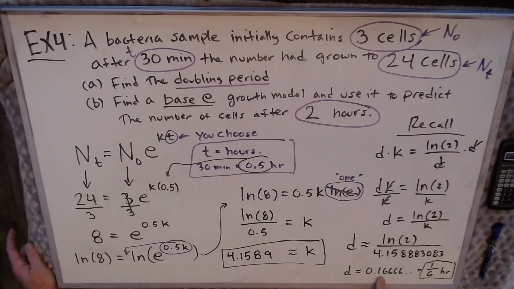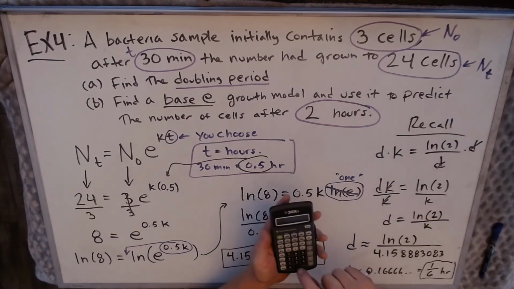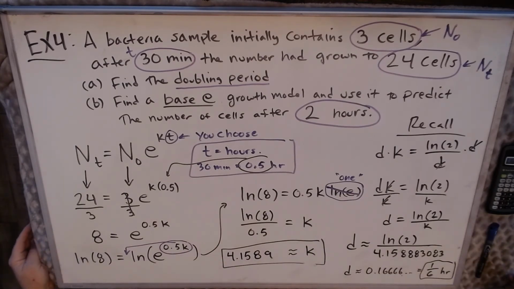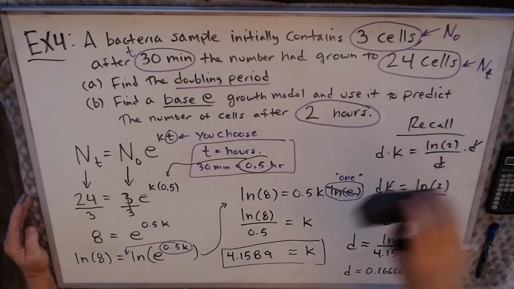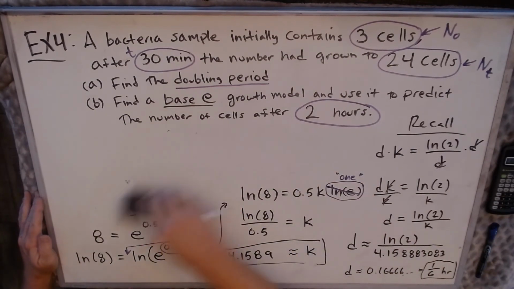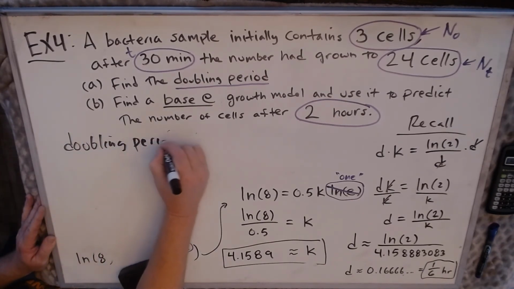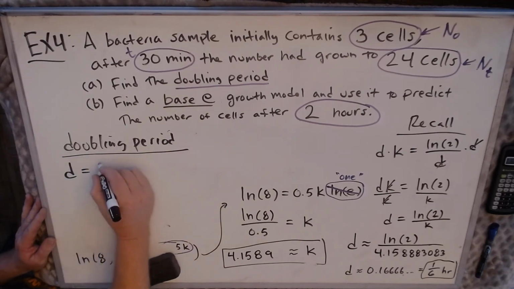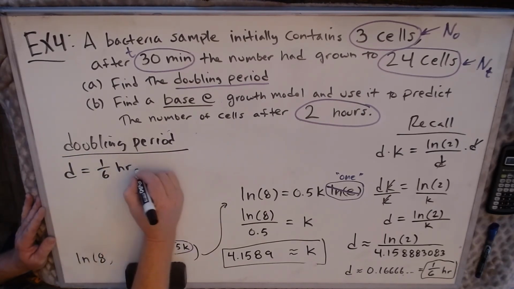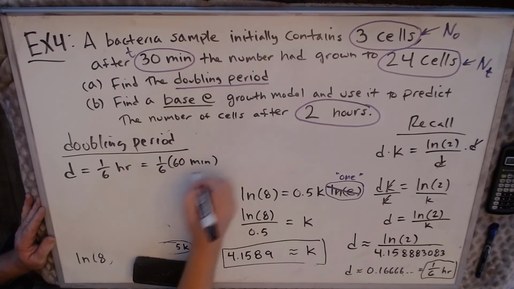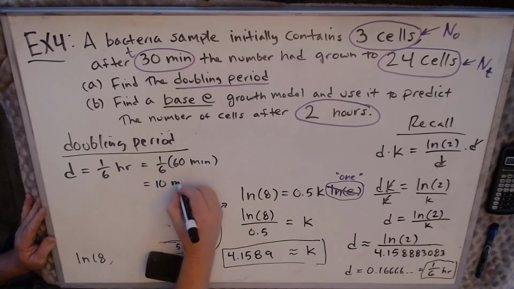Did you recognize that? 0.1666666. If you don't recognize it, just look: 1 divided by 6, and what do you get? 0.1666666. That's 1/6. It's also half of a third. In terms of minutes, the doubling period would be 10 minutes. One-sixth of an hour is the same as 1/6 of 60 minutes, which is the same as 10 minutes.